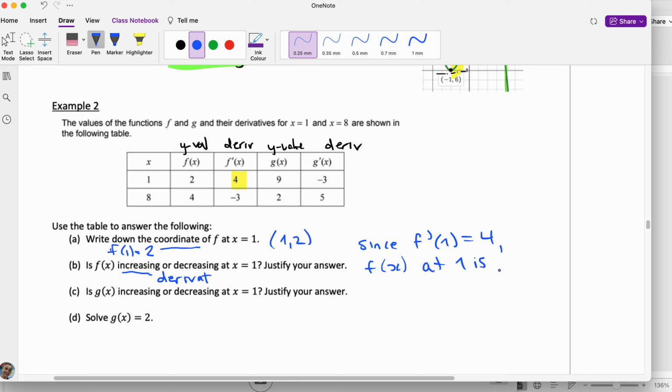is a positive or a negative number? It's a positive number. So that means the slope is positive. That means that the function is increasing. Okay, so just picture a slope of 4 having something like that.